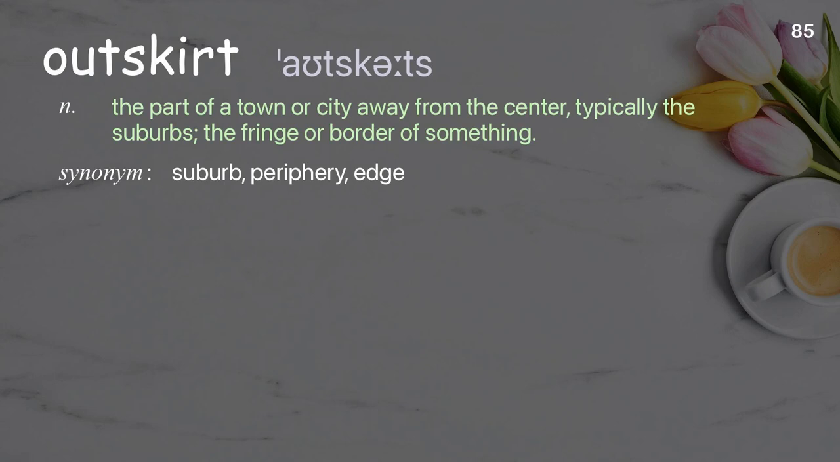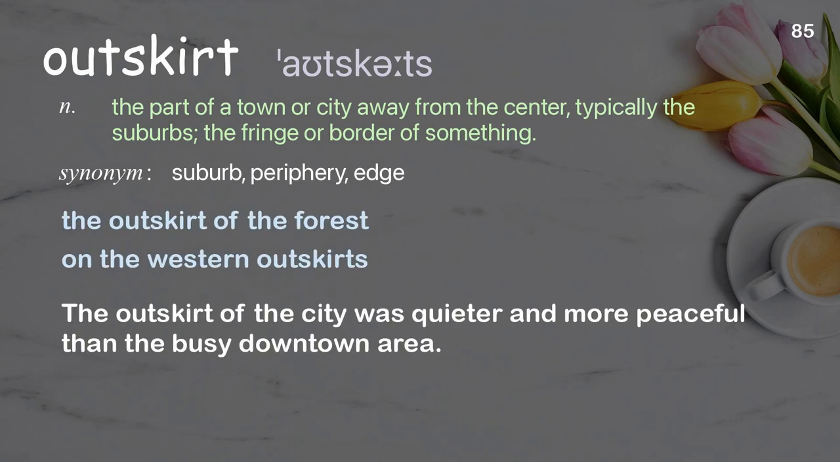Outskirt. The part of a town or city away from the center, typically the suburbs; the fringe or border of something. Examples: The outskirt of the forest. On the western outskirts. The outskirt of the city was quieter and more peaceful than the busy downtown area.